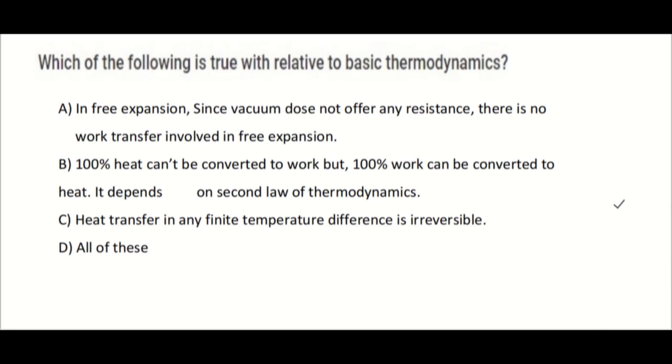Which of the following is true with relative to basic thermodynamics? In free expansion, since vacuum does not offer any resistance, there is no work transfer involved in the free expansion. Correct. In free expansion, work transfer is equal to 0.